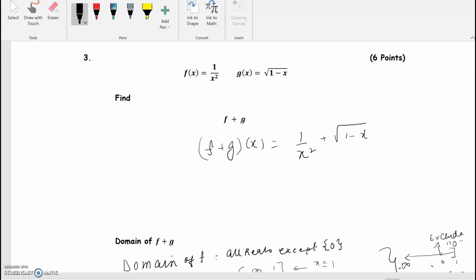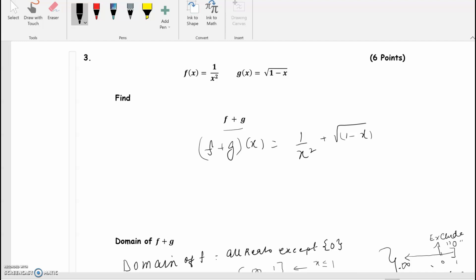So in this question, we are looking at domains of the sum function. So we have two functions, f and g. We're looking at the sum function, determining the domain of the sum function. So let's look at what the sum is. We just add the two functions to get 1 over x squared plus radical 1 minus x. So that's the sum function.